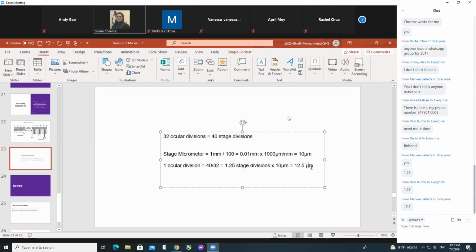For that particular magnification, of course. So under 10x, if I measured something to be 10 ocular divisions, and each ocular division equals 12.5 micrometers, then its actual length is 10 times 12.5, or 125 micrometers, okay?